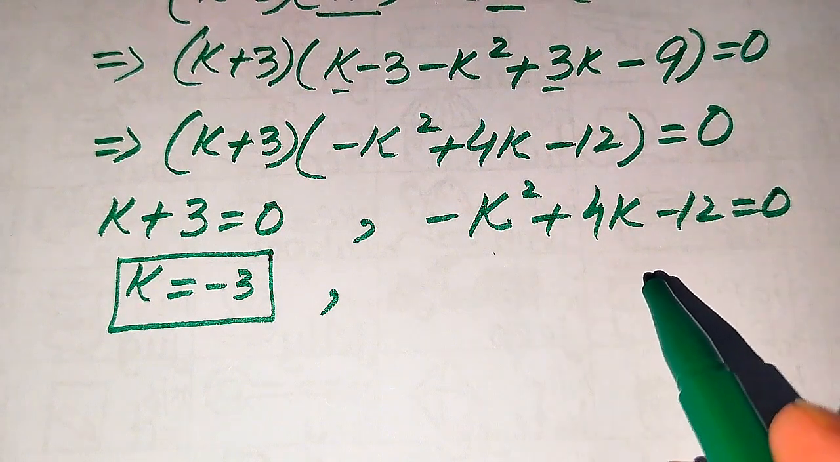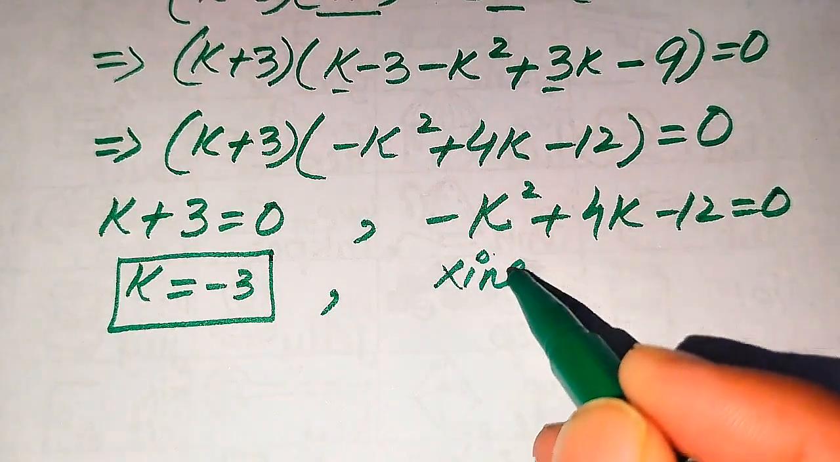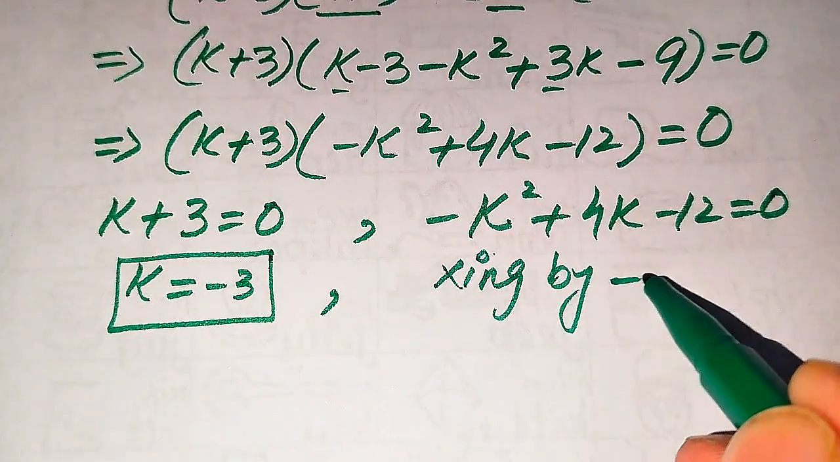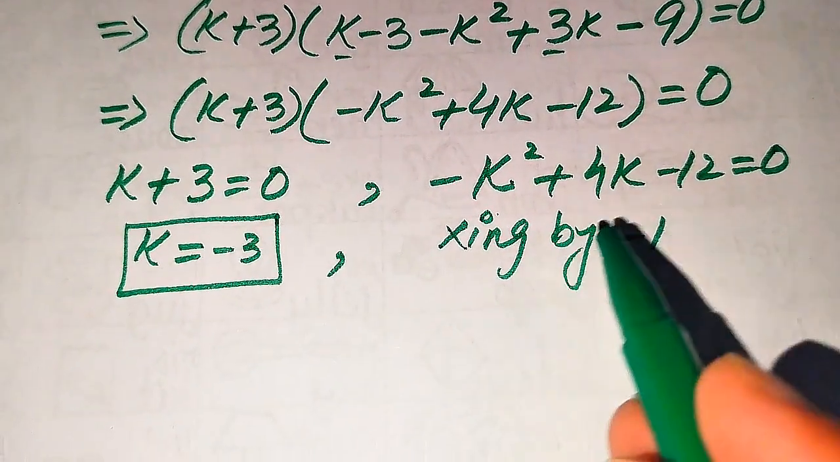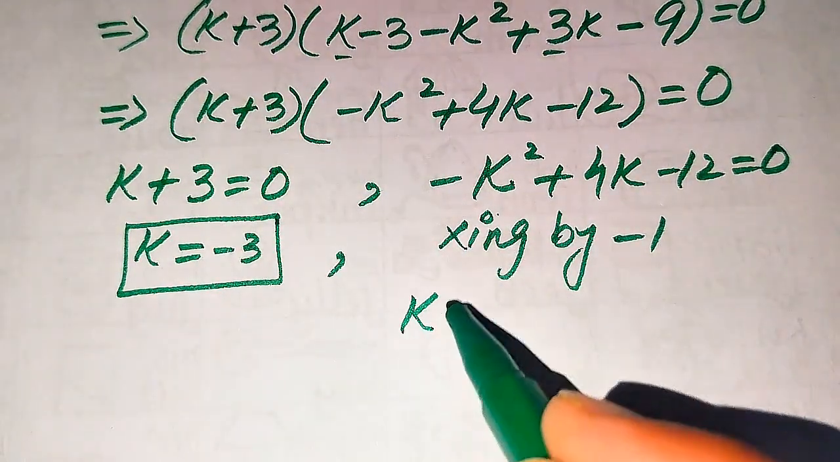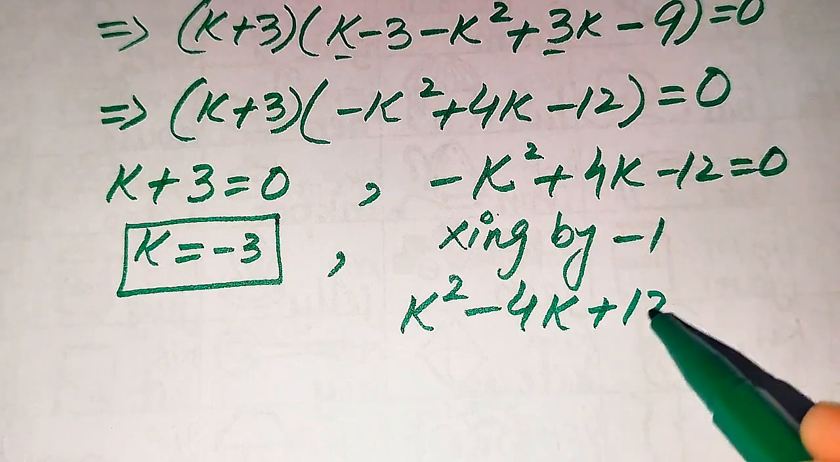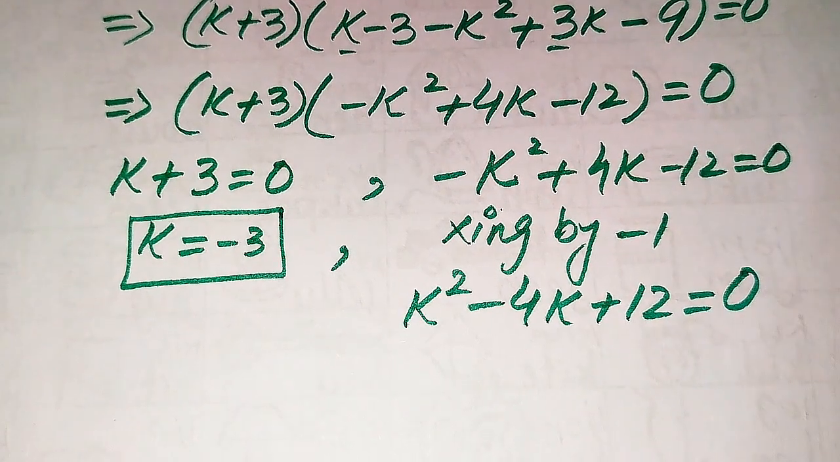But you see here this equation is not in the standard form, so in order to write this into the standard form we need to multiply both of the sides by minus 1. So when you multiply each of these terms on both of the sides by minus 1, it will be written as k square minus 4 times k plus 12 is equal to 0.